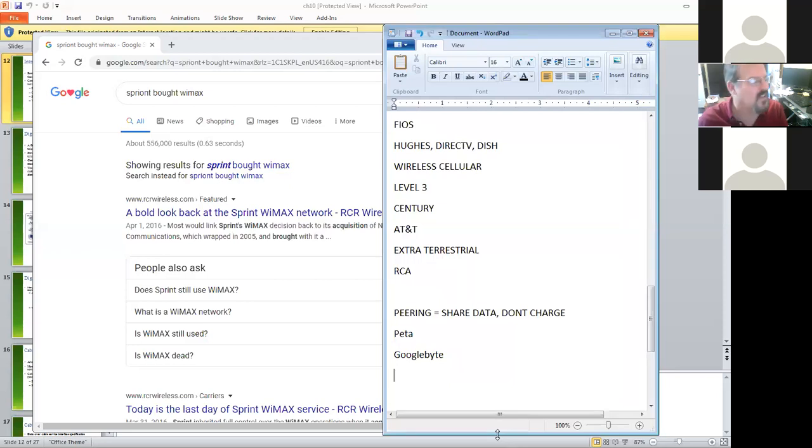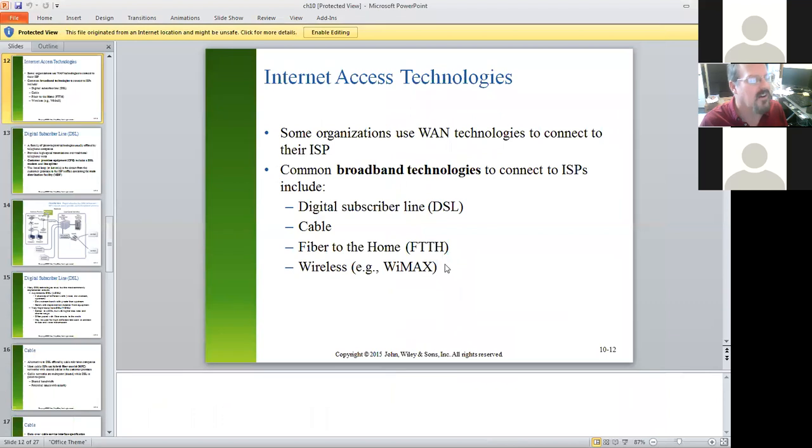WiMAX still exists in other countries, but the 2.5 gigahertz range is not used in this country. So I may ask a question about WiMAX on the test, but only in terms of what happened to WiMAX and why aren't we using that? It's dead. And that's because we've got 4G LTE and now 5G.